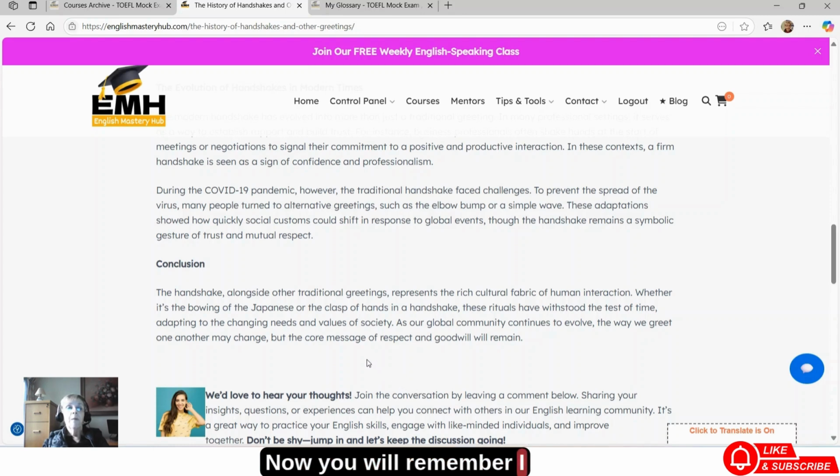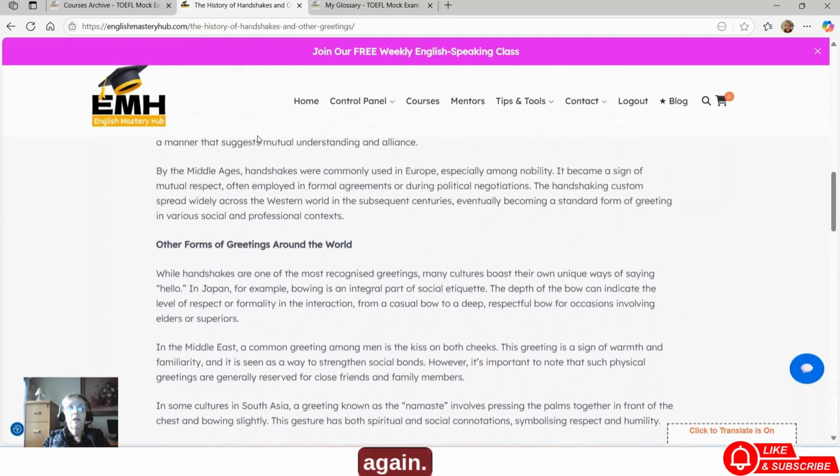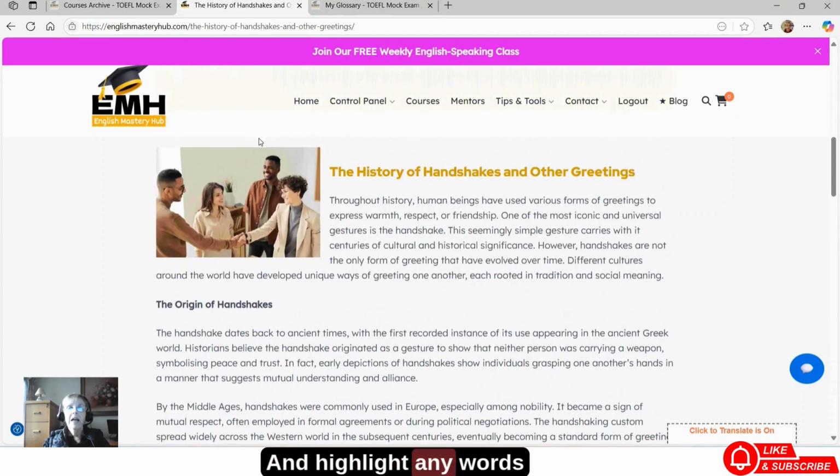Now, you will remember I mentioned the glossary. The glossary is a fantastic tool that we have available on our website. It is extremely versatile and it can help you expand your vocabulary. So, what I want you to do is go over this article again and highlight any words that you are not familiar with. I'm going to do so on my side and just show you how we can use the glossary.